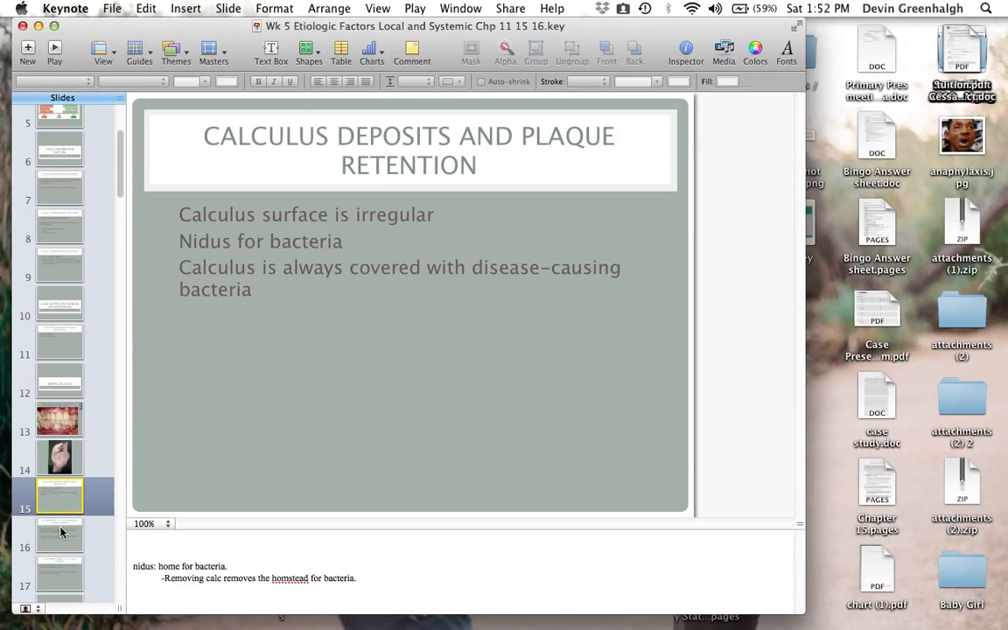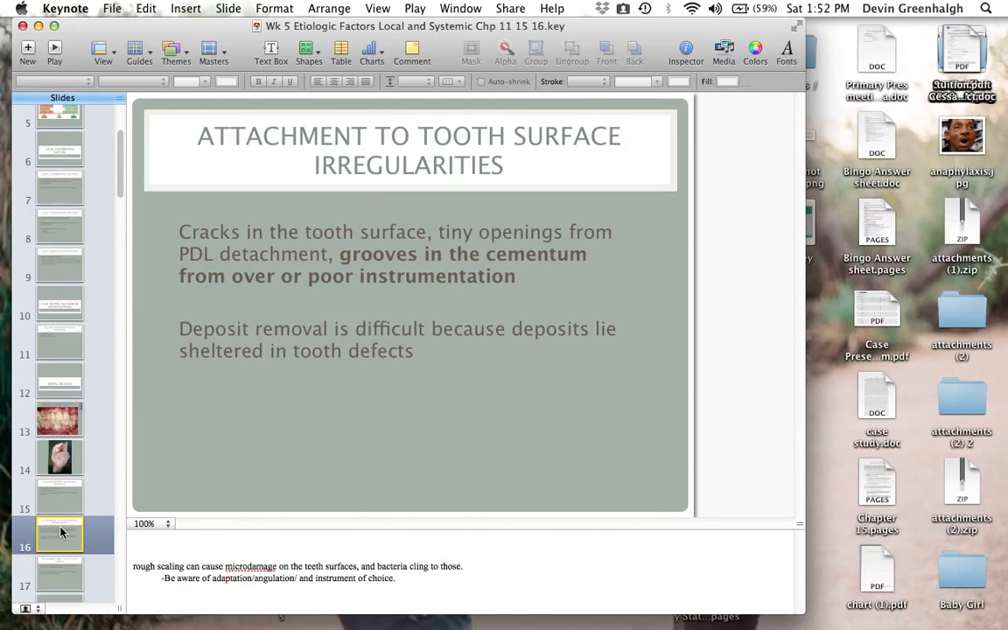If you remove calculus, you're removing homes for the bacteria. Alright, attachment to tooth surface irregularities. So again, this is what we talked about with tooth morphology. Cracks in the tooth surface, tiny openings, grooves in the cementum due to over-instrumentation. That can be an issue.